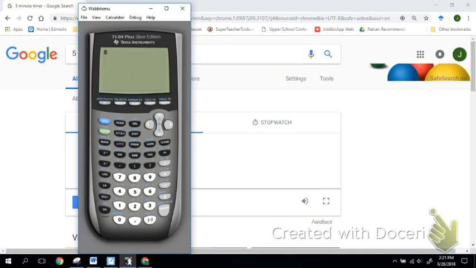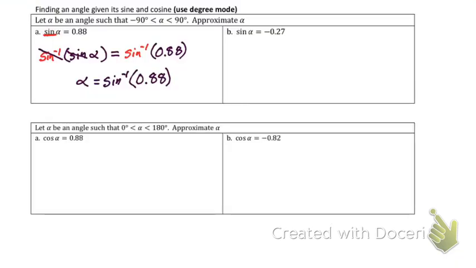And then if you look right above sine, there's a sine inverse button. So you're just going to hit second sine, and it should come up with sine inverse. And then you're just going to put 0.88. And that's going to come out to 61.64. It didn't tell me where to round, so I'll just round to the hundredths place. So that's going to be 61.64 degrees, because our answer is always going to be an angle. I'm going to skip the next one because it's the exact same one.